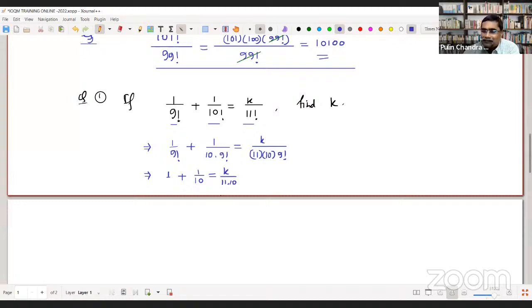Need not multiply this. इसके बाद हम लोग क्या करेंगे, we will take the LCM. Then we'll be getting this as 11 and this will be k divided by 11 times 10. So you can easily verify that this 10 can be cancelled out and your ultimate answer will be k equals 11 square, that is equal to 121. So you got ultimately the value of k as 121.